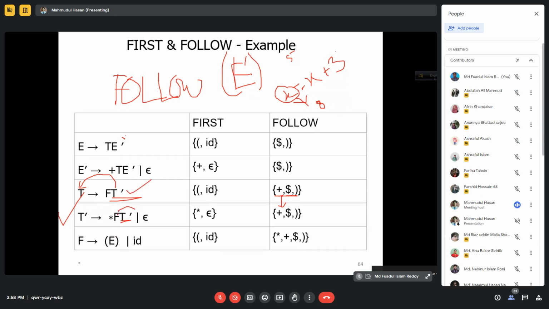Now look at this one. There is nothing after t dash, so we need to look at the left hand side. That means the follow of t dash is equal to follow of t dash. And what is the follow of t dash? That is plus epsilon, plus dollar and closing first bracket. So this value is again follow of t dash, so no need to write the same thing again. Got it, everyone? Yes, sir.